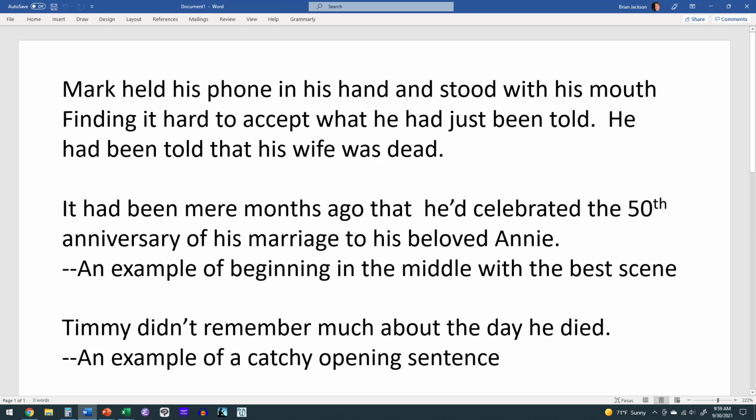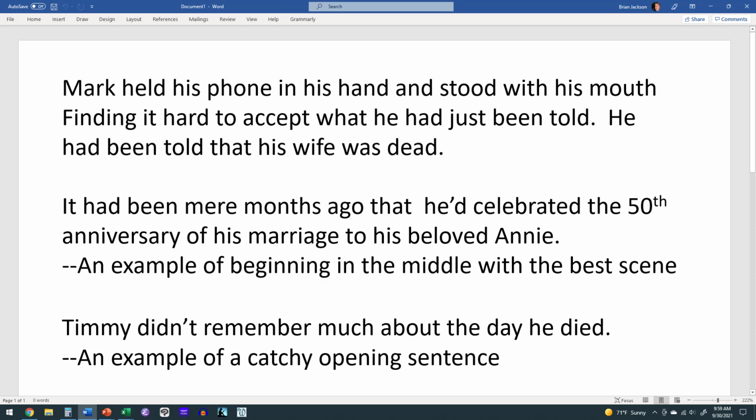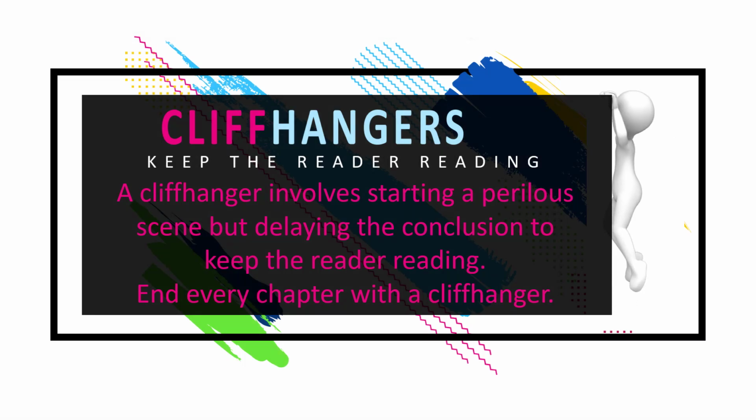And with those examples, you should now have a good idea of how to write the hook for your book. And up next, we're going to look at cliffhangers, another technique for keeping the reader reading.